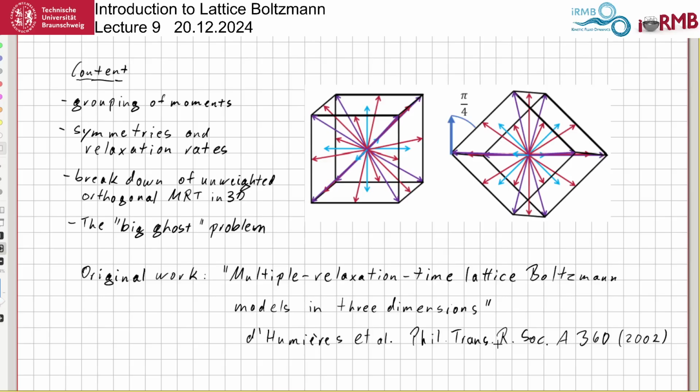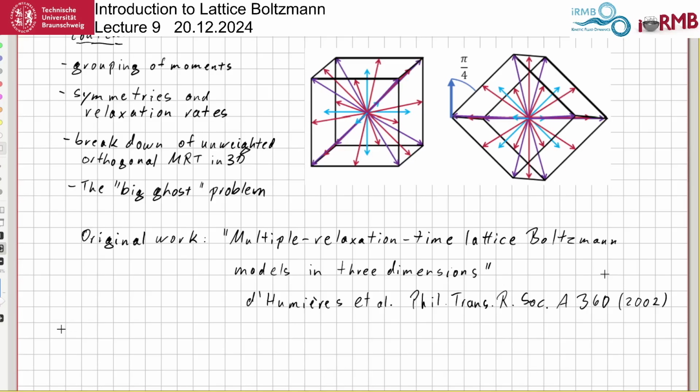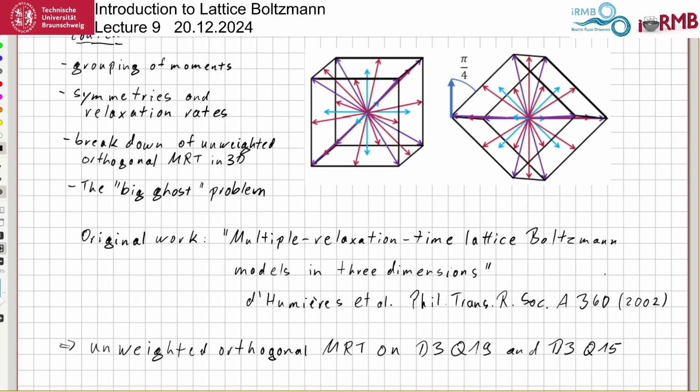In the Philosophical Transactions of the Royal Society in 2002. In this, they used unweighted orthogonal MRT methods on the D3Q19 and D3Q15 lattices. So you notice there was no D3Q27 lattice used then, and we will discover today why this was not possible.